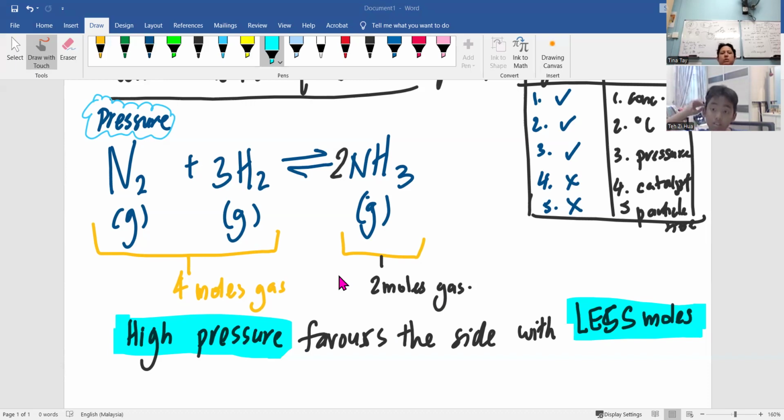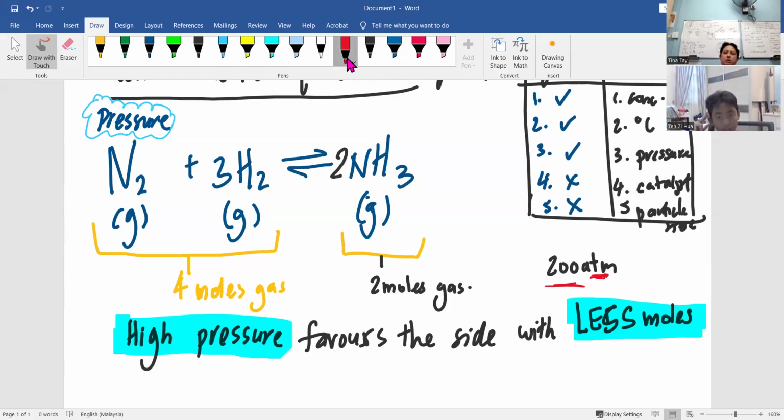Now, if I put high pressure here, for example, I put 200 atmosphere. This is a unit of pressure, atmosphere. If I put 200 atmosphere, it's high pressure. Do you think it will go forward? It will favor the product or favor the reactant? Favor the product.